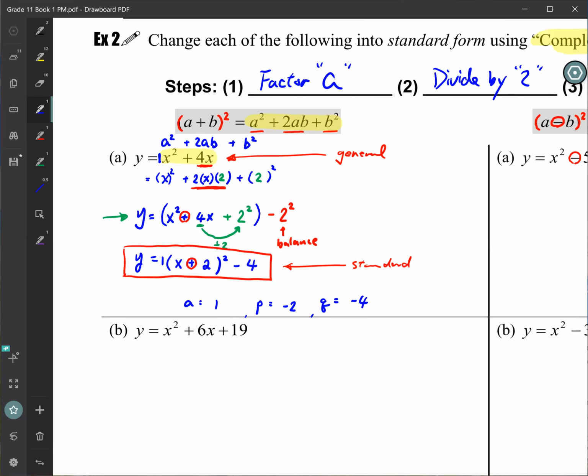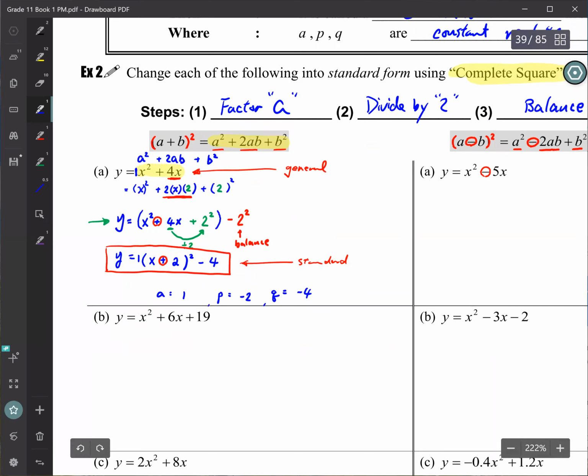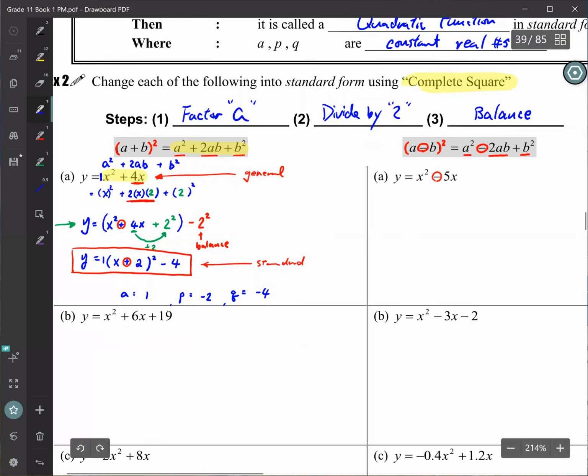I'd like you guys to try the question on the right side now. It's very similar. The only difference is the sign. Instead of adding, we have subtracting. So do the same thing. You can go directly from here, y equals. Let you try that.